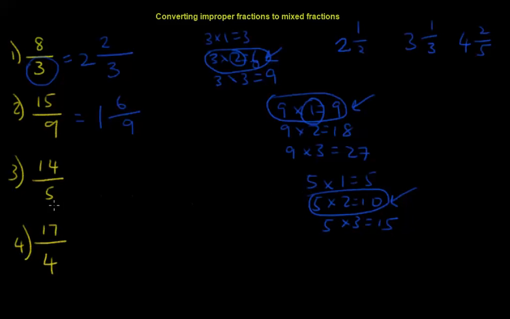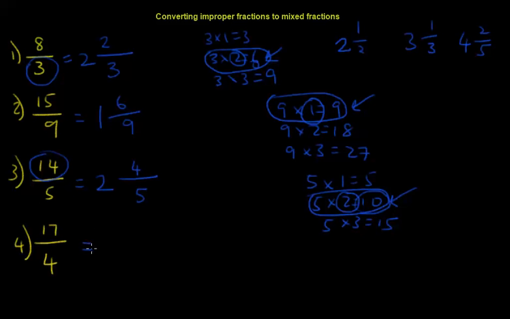Then the integer, the whole number that goes here, is this number once again, so it's 2. And then the numerator here is simply the remainder of this number subtracted by our answer here. So 14 take away 10 is 4. And finally our denominator stays the same. So 14 over 5 is equivalent to 2 4/5.